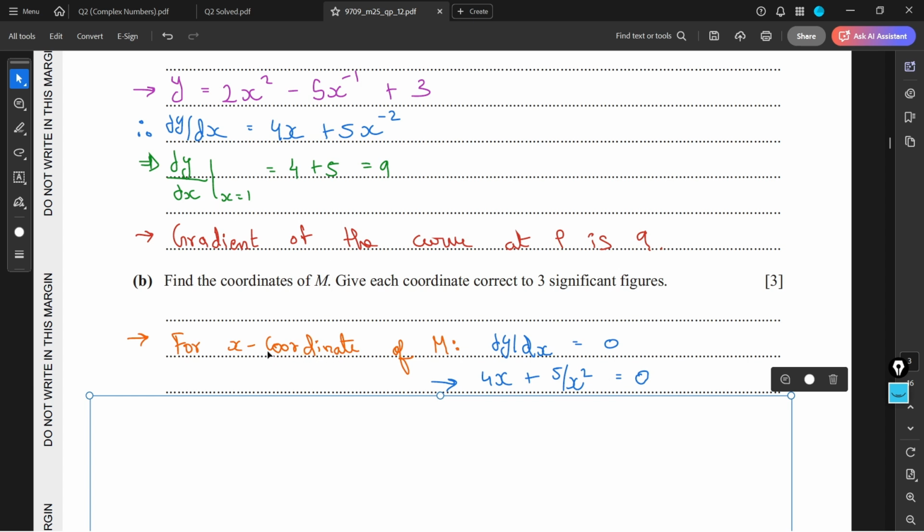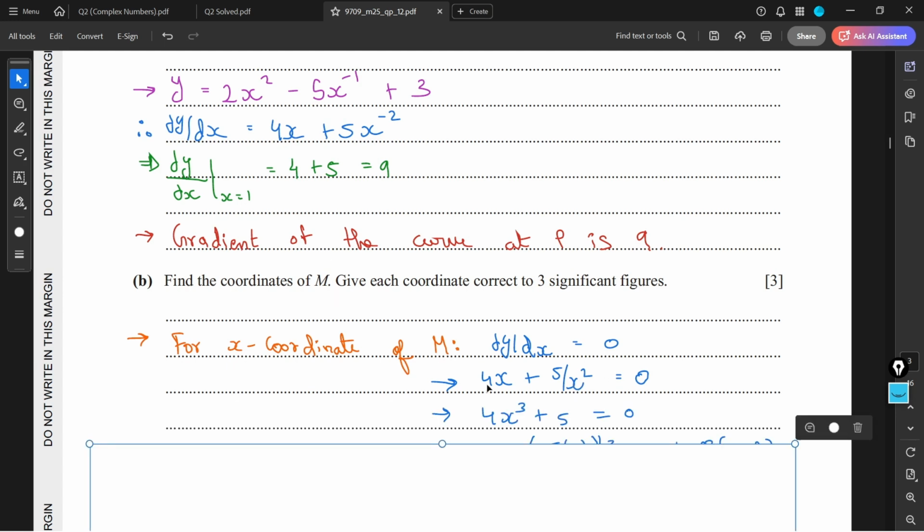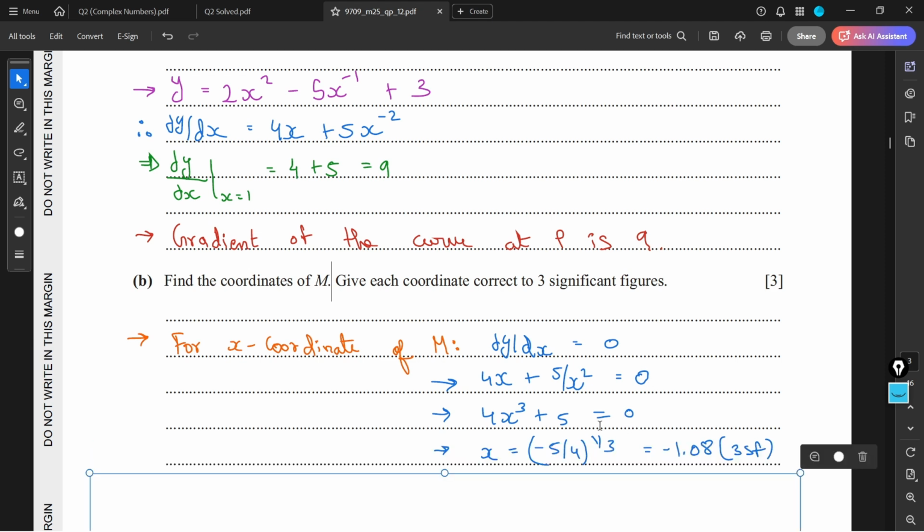Over here you can see that to find the x coordinate of M, I am setting dy/dx equal to 0, and I am writing my 5x to the power of negative 2 as 5 over x squared. After this, to solve it ahead, I am multiplying x squared on both sides so that my 4x becomes 4x cubed, my 5 by x squared becomes 5, and on the right hand side x squared into 0 is still 0. After that, I'm just making x the subject of the formula. Because it's a cube root, there is only one value. There is no plus or minus over here. And that is why the only value of x you are getting is minus 1.08, correct to three significant figures.